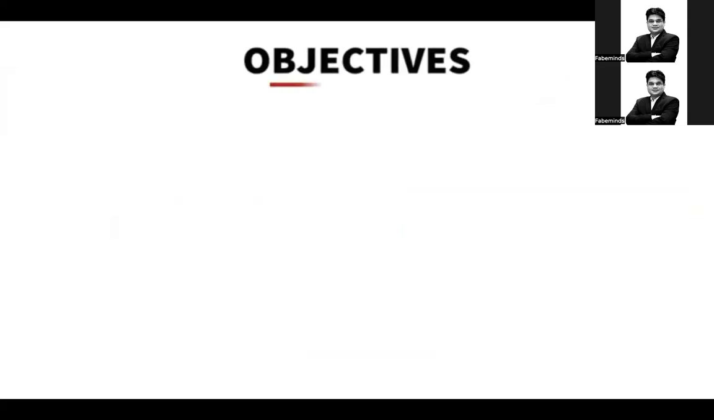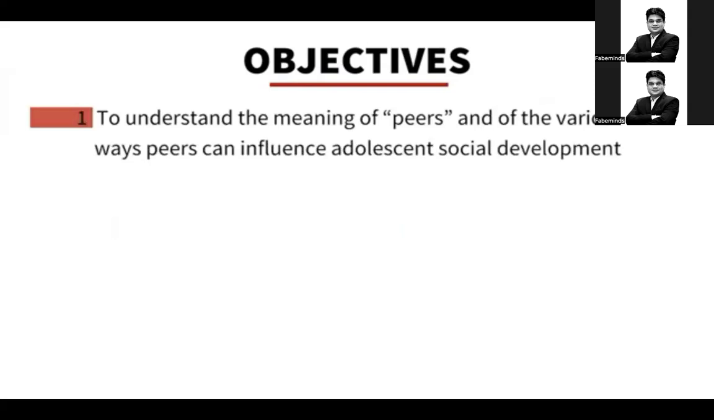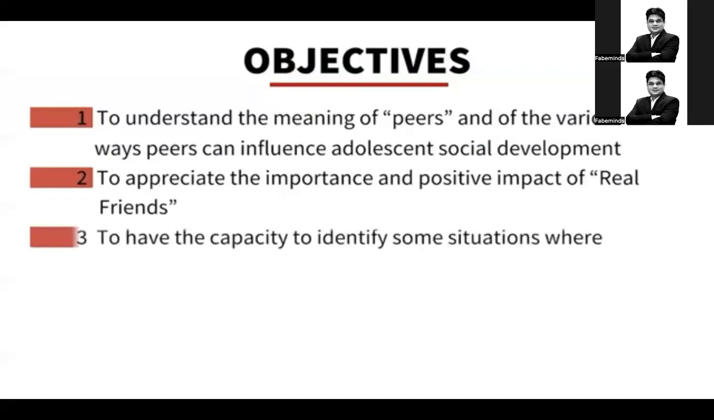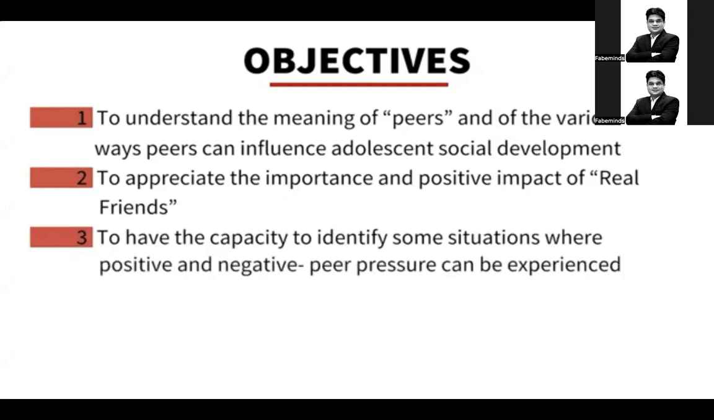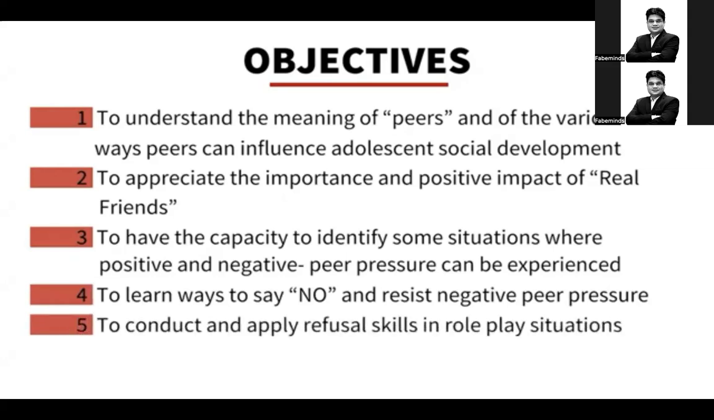Objectives. By the end of the session, students will be able, first, to understand the meaning of peers and the various ways peers can influence adolescent social development. Second, to appreciate the importance and positive impact of real friends. Third, to have the capacity to identify some situations where positive and negative peer pressure can be experienced. Fourth, to learn ways to say no and resist negative peer pressure. Fifth, to conduct and apply refusal skills in role-play situations.